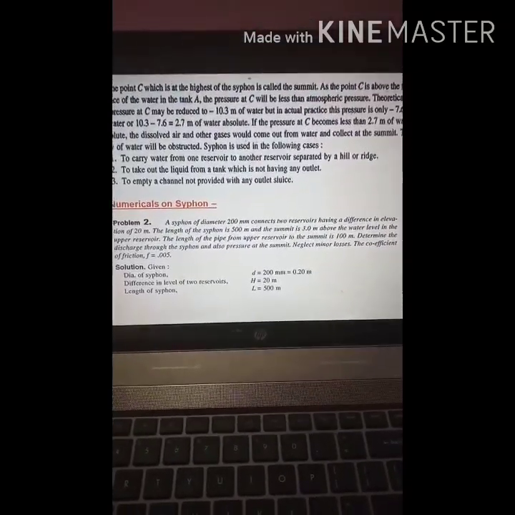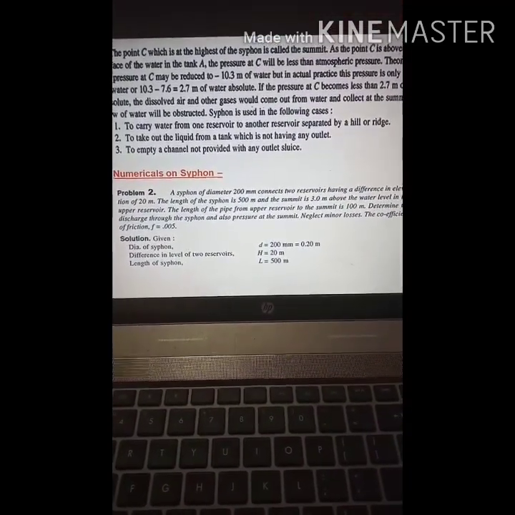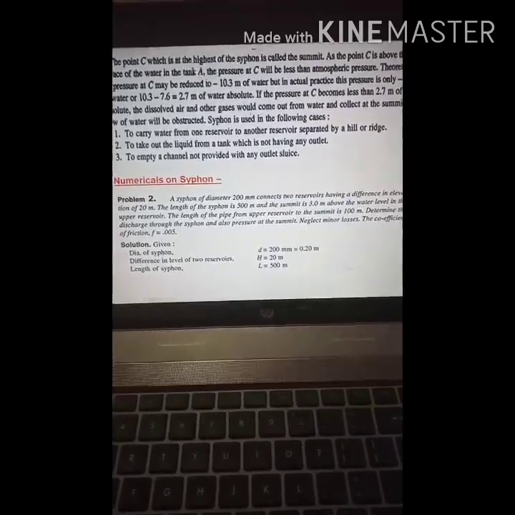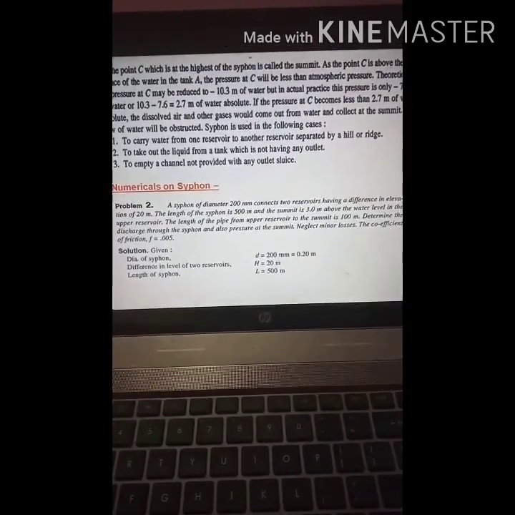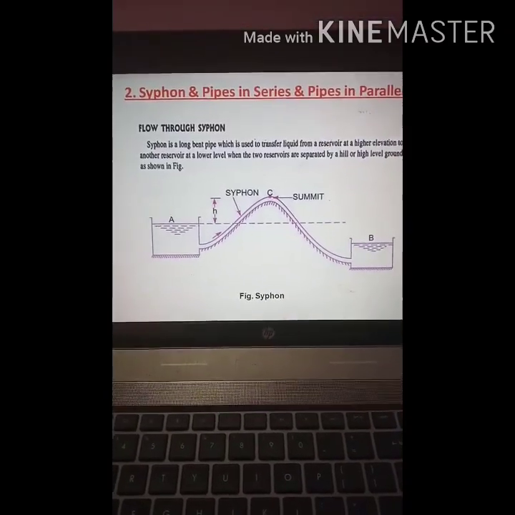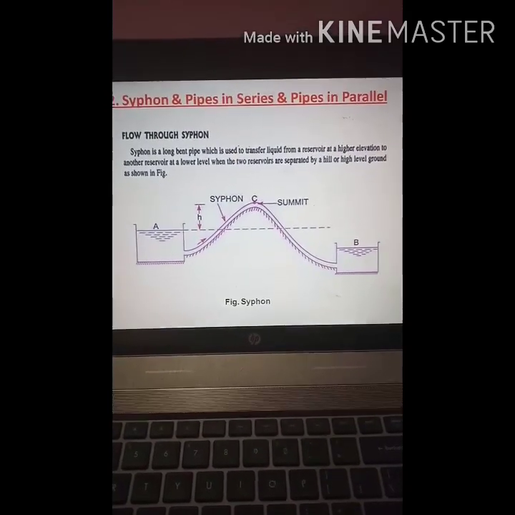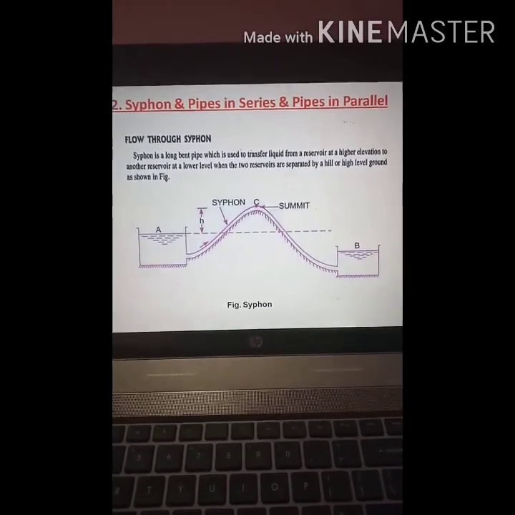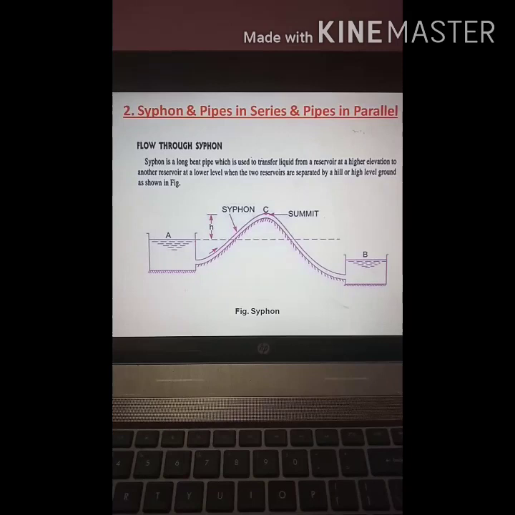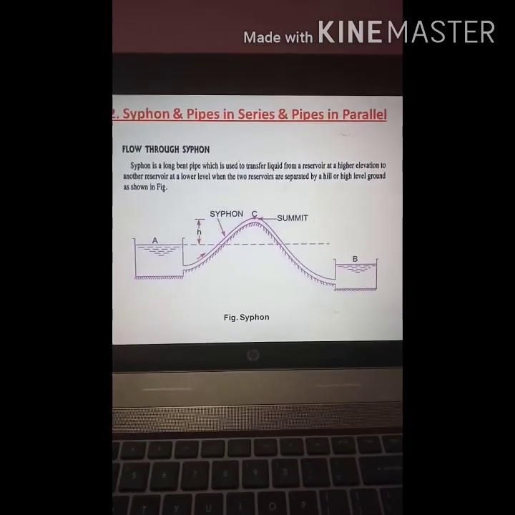That is a simple phenomenon happening in day to day life. Okay, let us see the first numerical on the siphon. In this case we are going to use Bernoulli's equation. Why? Because if you see in this figure, points A, B and C: point A is open to atmosphere, point B is also open to atmosphere. So you can apply Bernoulli's equation between point A and B.